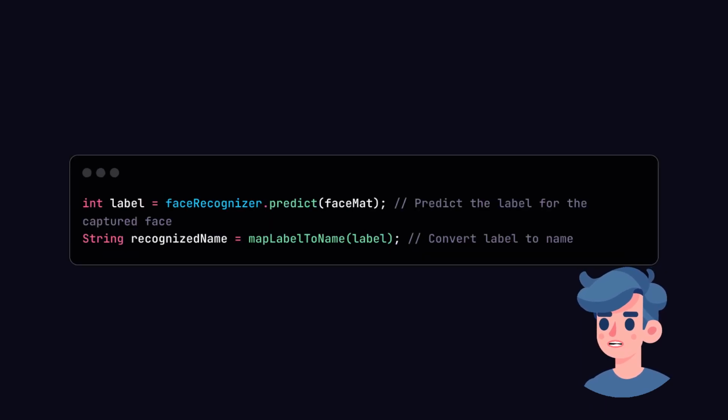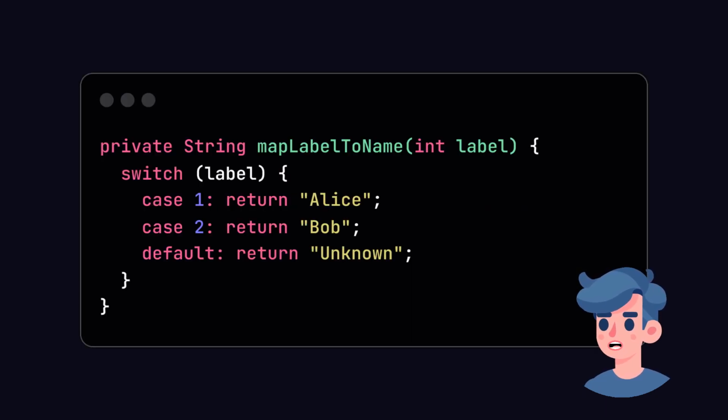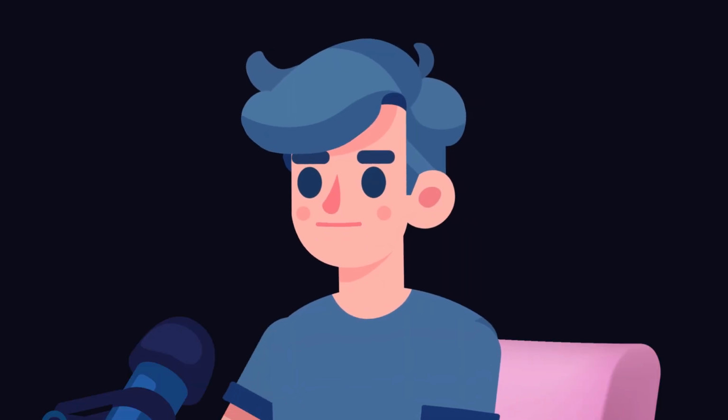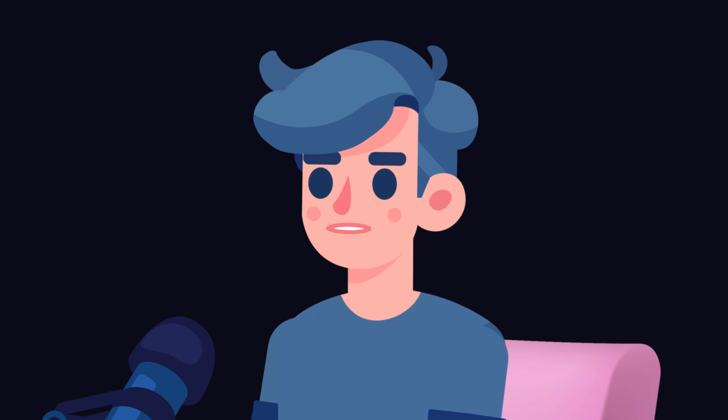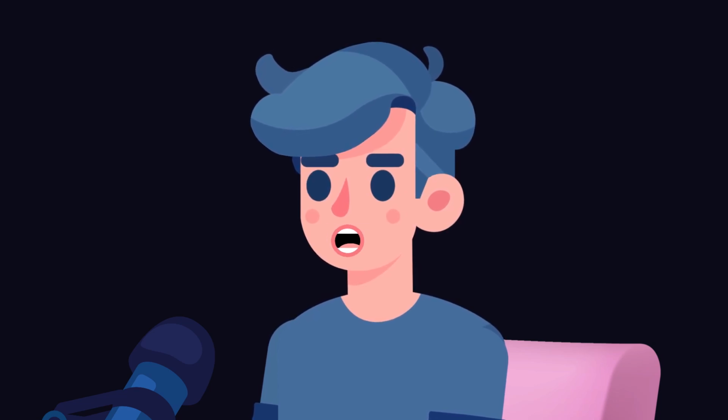Now, during the main loop, after detecting faces, use the model to recognize them. Here's how you could implement the recognition part. To map the label to a recognizable name, create a helper function like this. And that's it. You now have a basic facial recognition security system in Java using OpenCV.